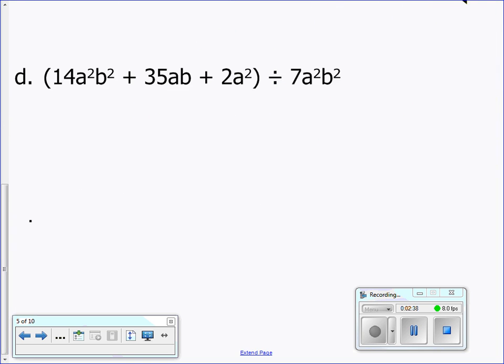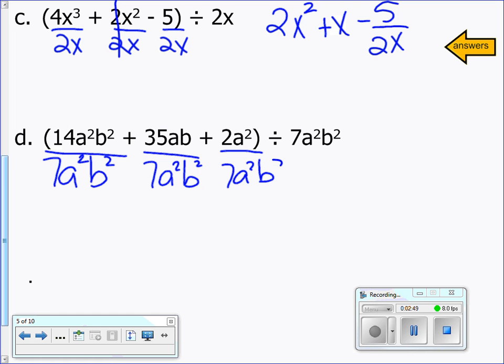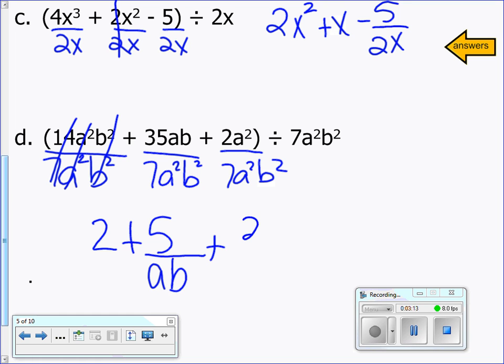And this last one, we're dividing each of them, again, by 7a squared b squared. So those become 2 on the top, a squared over a squared, b squared over b squared. 35 divided by 7 is 5. I've got a on the top and a squared on the bottom, so that leaves me a on the bottom. And this is b to the first minus 2, which would be b to the negative 1, so b on the bottom. The 2 and the 7 don't simplify. I've got a squared on the top and the bottom, b squared.